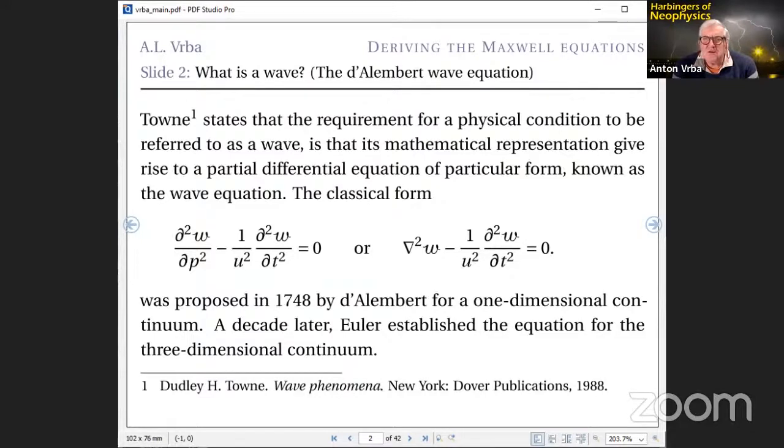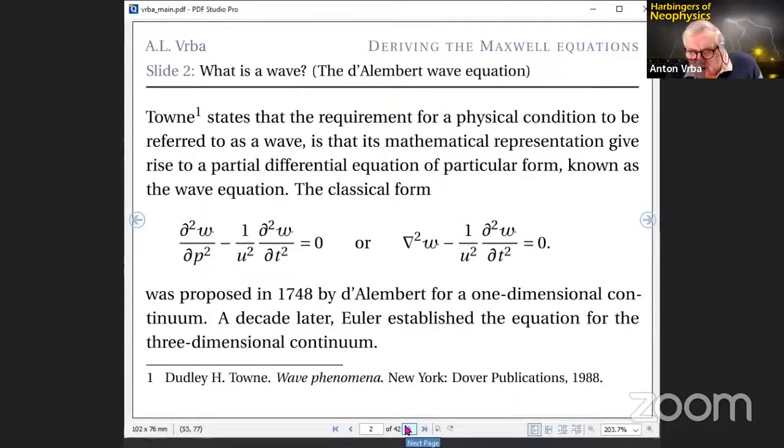leads you to what I call the D'Alembert wave equations, which is a second order differential, which you see here. It was proposed by D'Alembert in 1748 in the one-dimensional form, and a decade later Euler presented the three-dimensional form. And this is the only wave equation that we know to date. Of course, there are derivatives of this, if we think of the Schrödinger wave function, etc.